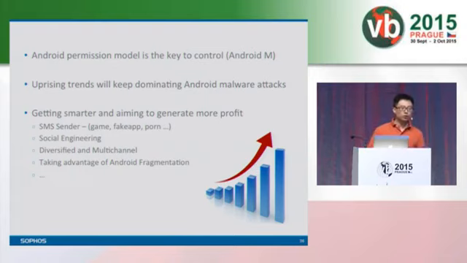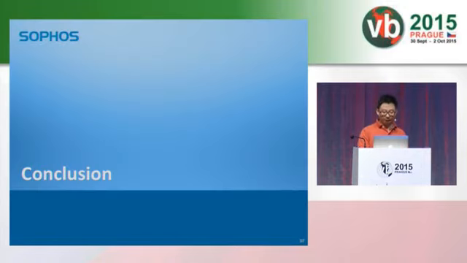As a result, Google introduced a new permission model in Android M, version 6, that allows users to choose what permissions an application can access at runtime. But we believe in the next 12 months, the upward trend will continue to dominate Android malware attacks. Android malware is getting smarter and aiming to generate more profit, and it will continue using social engineering and Android fragmentation.